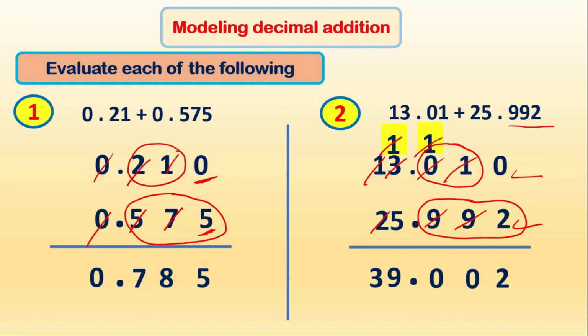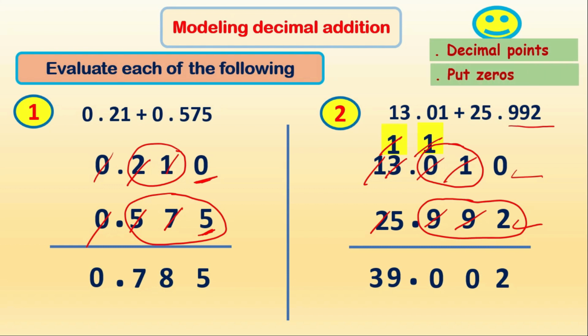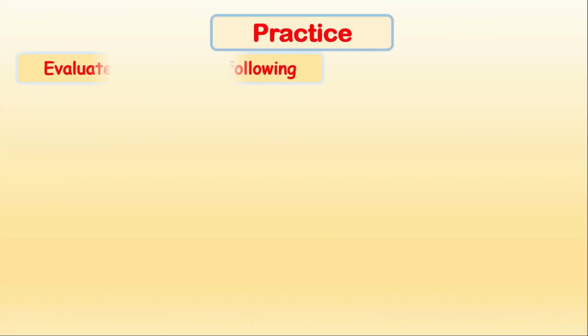It's very simple and easy. You just have to remember two important notes. Decimal points: you have to put decimal points under each other. The next step, put zeros to make the two numbers have the same number of digits. Don't forget to put 0 to make two numbers have the same number of digits in the decimal part.